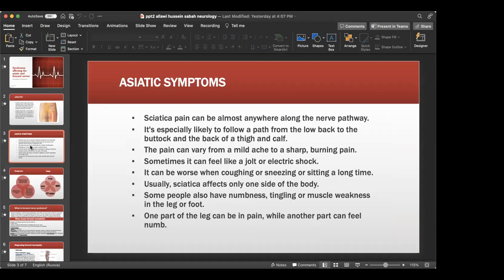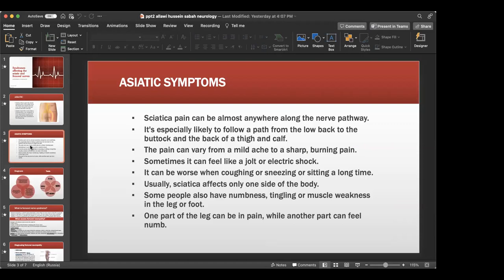Sciatica symptoms. Sciatic pain can be almost anywhere along the nerve pathway. It's especially likely to follow a path from the low back to the buttock and the back of the thigh and calf. The pain can vary from a mild ache to sharp burning pain. Sometimes it can feel like a jolt or electric shock. It can get worse when coughing or sneezing or sitting a long time.